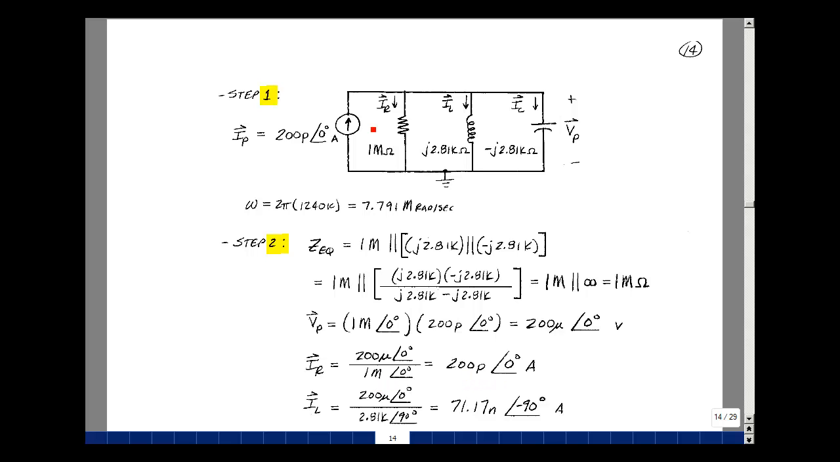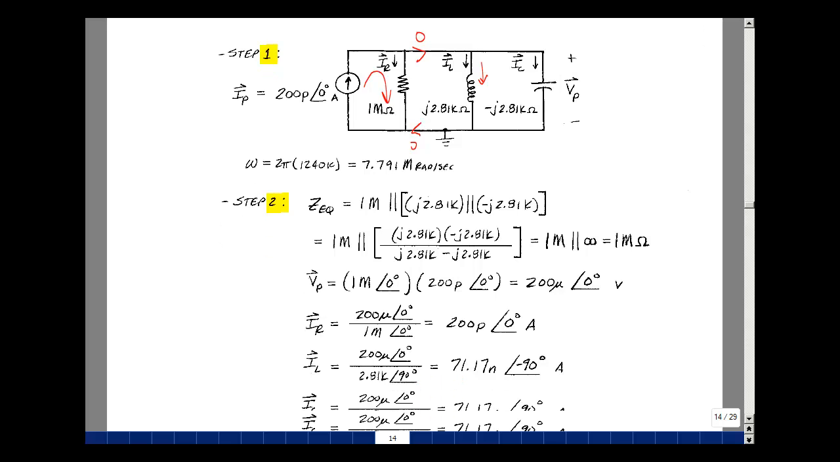What that's implying is that all this current is going into here. There's nothing left over here and nothing coming back. But there's a voltage across this parallel combination, so we could calculate the current in this direction. It's going to be the 200 microvolts at angle 0 divided by j 2.1 k, which is 2.81 k at angle 90. That gives me a value of 71.17 nanoamps at angle minus 90. There is a current flowing in here. That current can't go this way, it has to go this way.